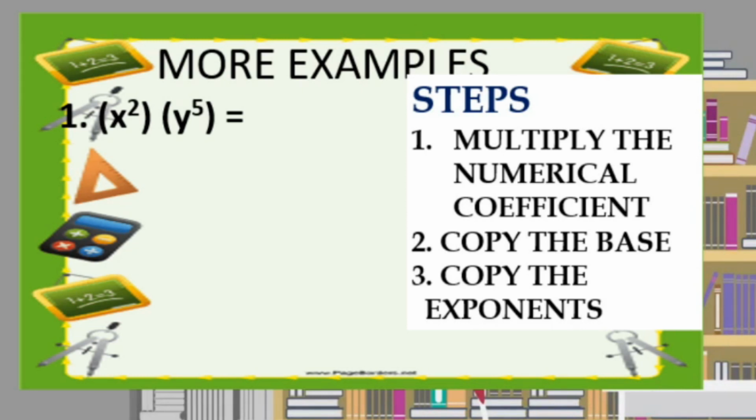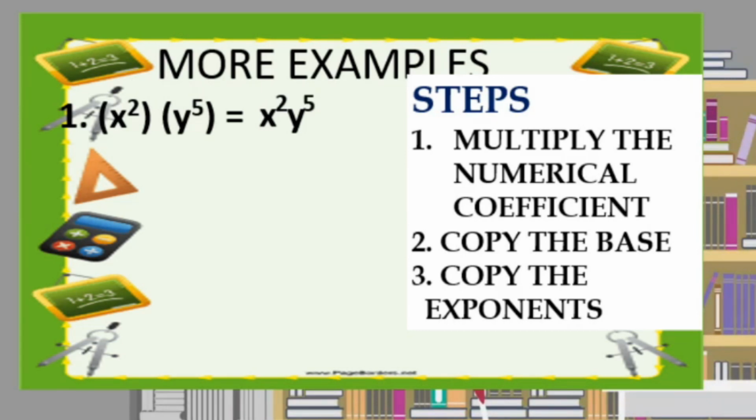First, you have here x squared times y to the fifth. Okay, so you've noticed that the bases are different. Okay, so let's go over with the steps, shall we? All right. Now, first multiply the numerical coefficient. So since the numerical coefficient is not present, we will have 1 times 1, the product will be 1. Okay? And then, copy the base, x and y. Okay? And then, the third step is to copy the exponents, 2 and 5. Alright? So since you don't have to write down the 1, so you'll just simply remove that 1. Okay? So the final answer is x squared y to the fifth.